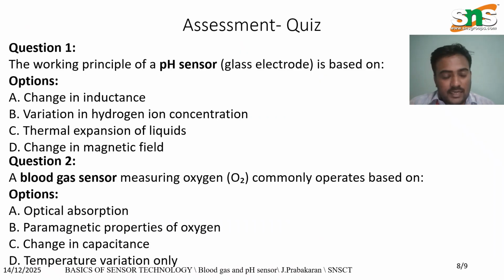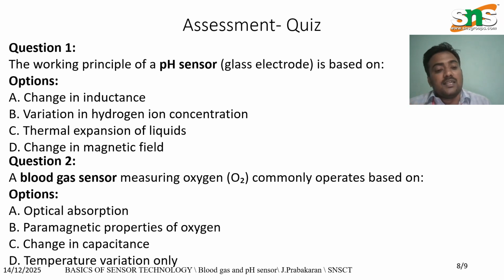Let me check your understanding of this topic through an assessment quiz. The first question: the working principle of a pH sensor is based on which one? Option A, option B, option C, and option D. The correct answer is option B, that is variation in hydrogen ion concentration.